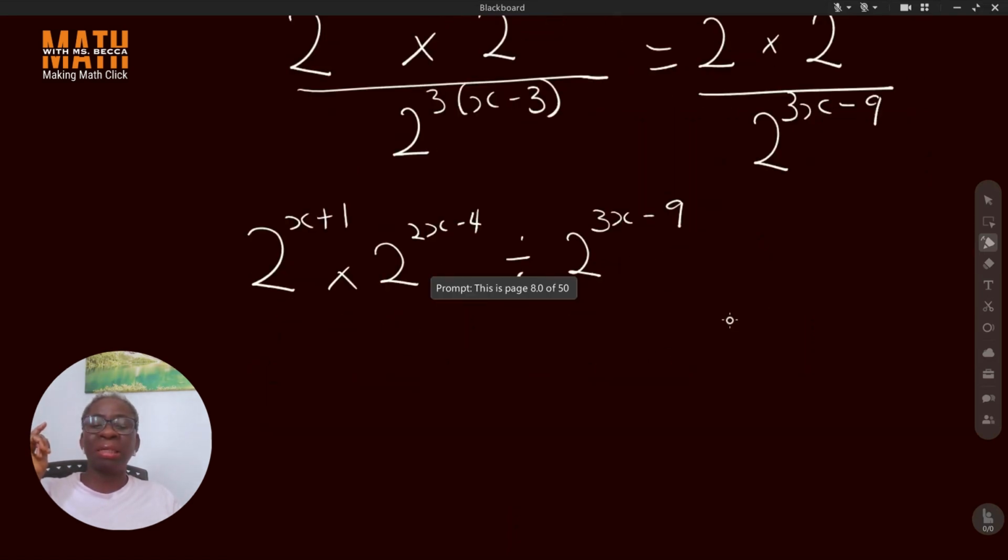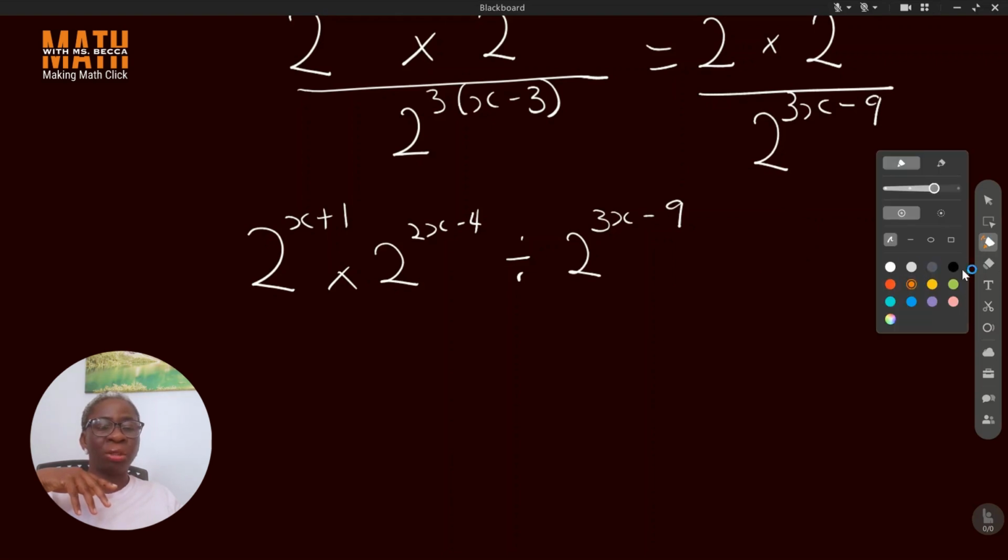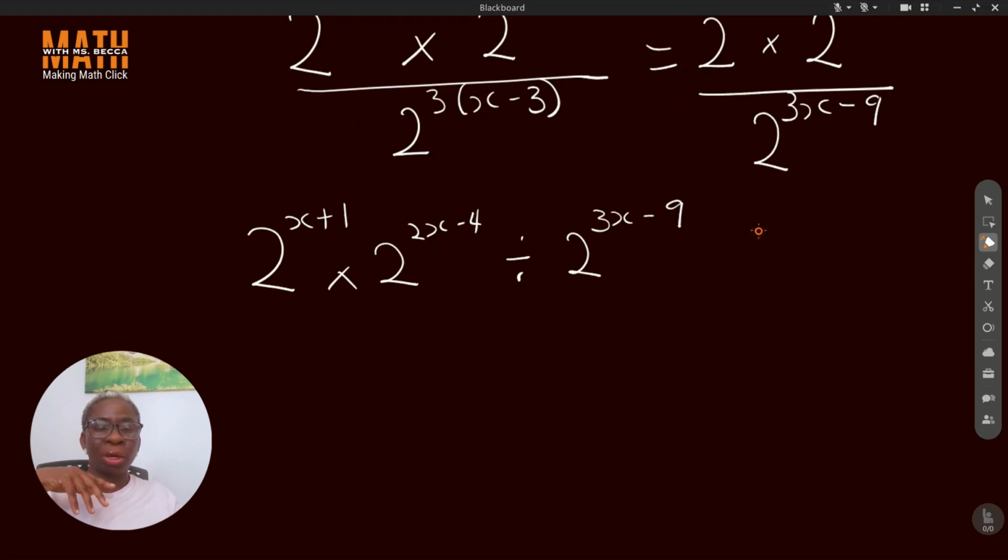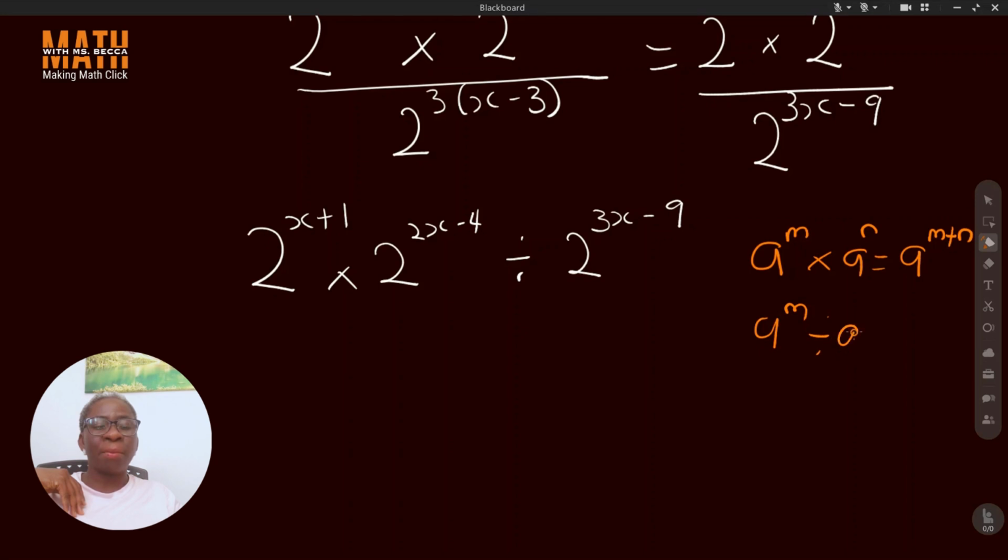And don't forget the law of indices. When we have the same base, multiplication will become addition and division will become subtraction. This is the law of indices that says a power m times a power n will be equal to a power m plus n, and a power m divided by a power n will be equal to a power m minus n. So this is what we will be using for this.